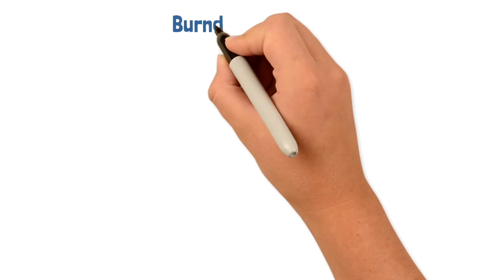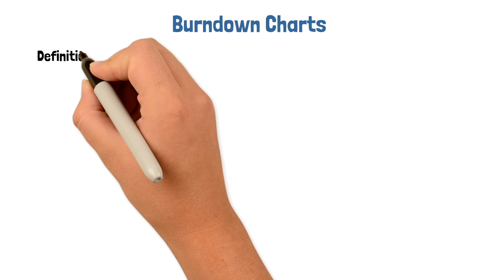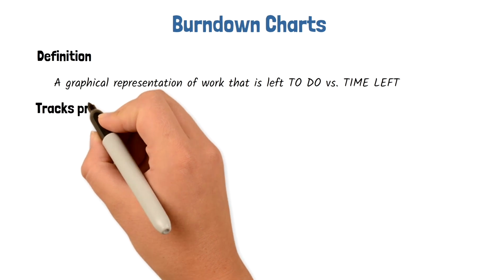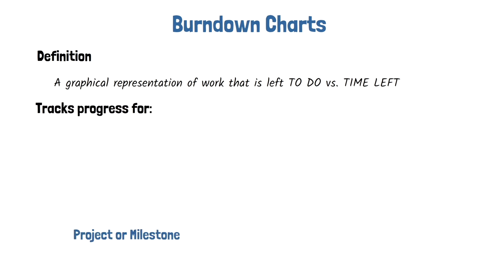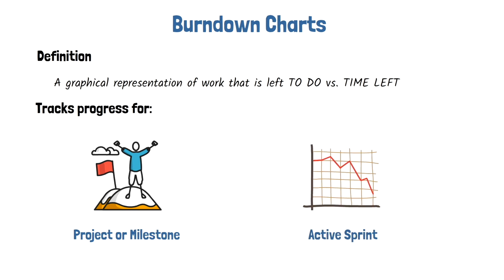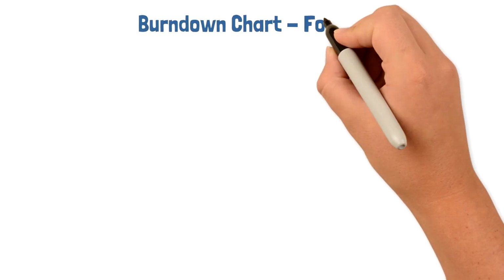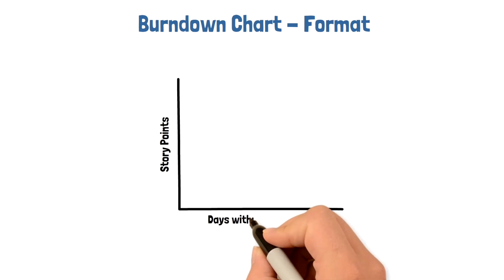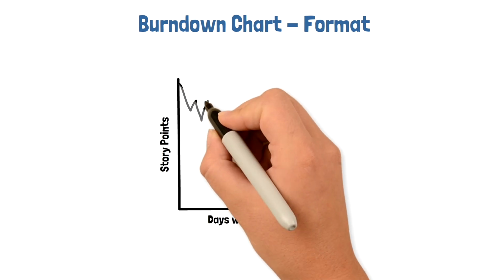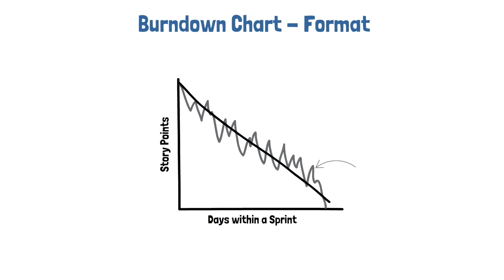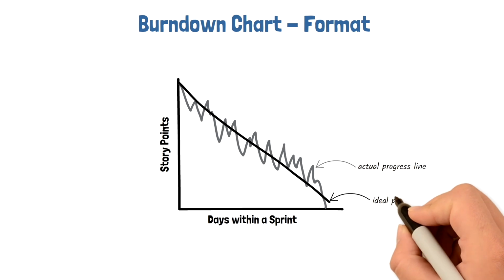Now, let's look at burndown charts and how they're used. A burndown chart is a graphical representation of the work that's left to do versus the time left. It can be used to show the work needed to be done for a project or an active sprint. This metric is popular in Scrum and is used by most teams to track their progress during the active sprint. A typical burndown chart shows the estimated effort in time or user stories on the vertical axis and the time in days on the horizontal axis. The burndown chart will display an ideal progress line and an actual progress line. As work is completed, the actual progress, also called the estimated work remaining line, on the chart will move downward, reflecting the smaller amount of work that still needs to be done.